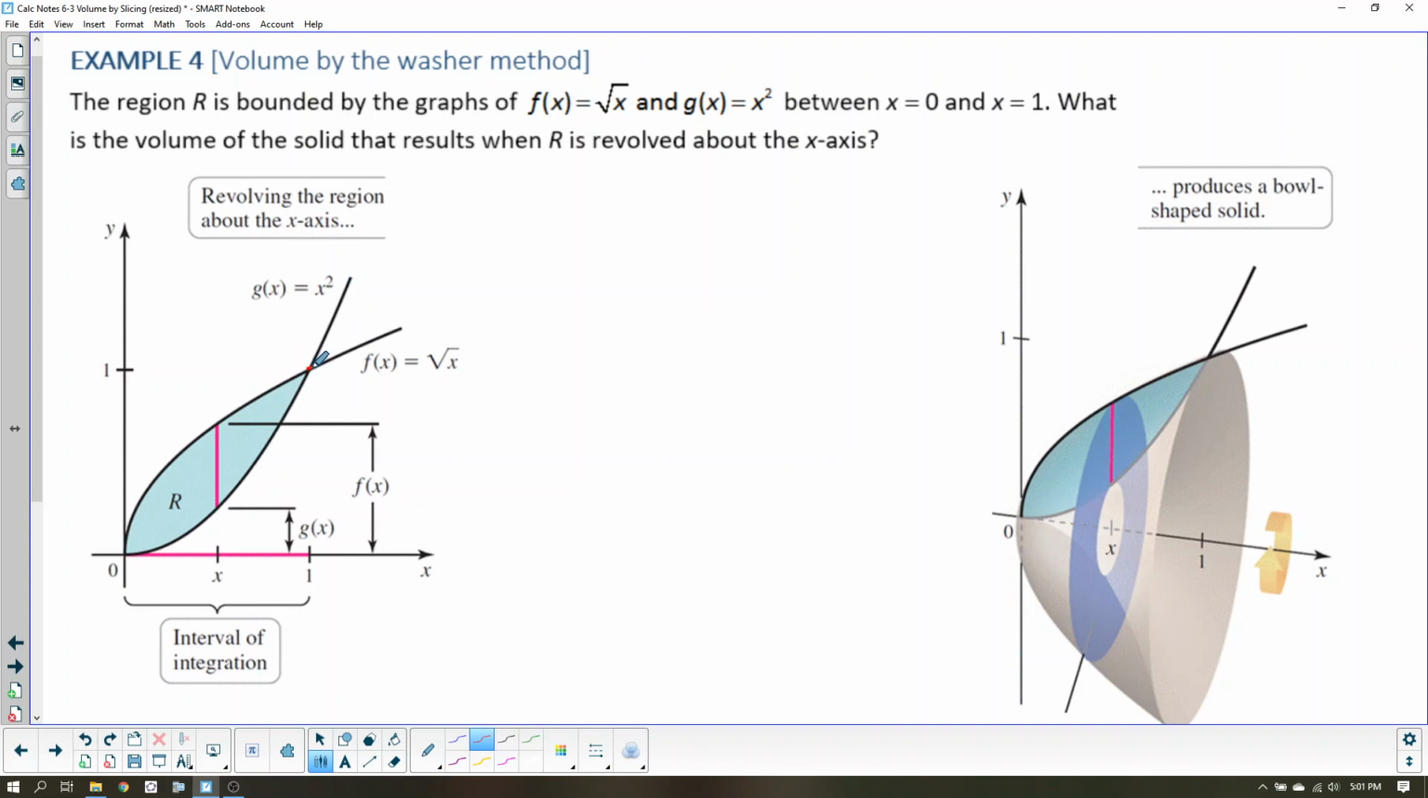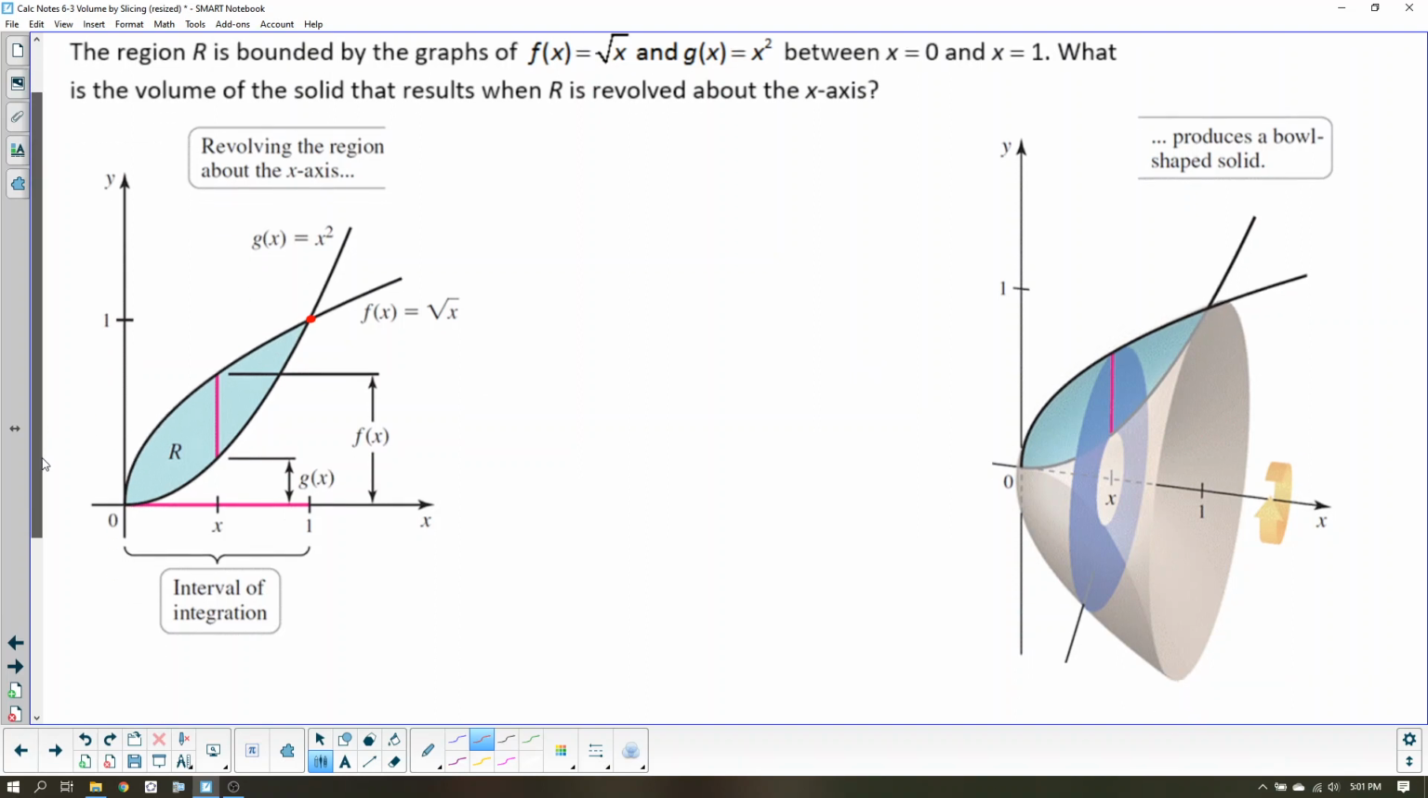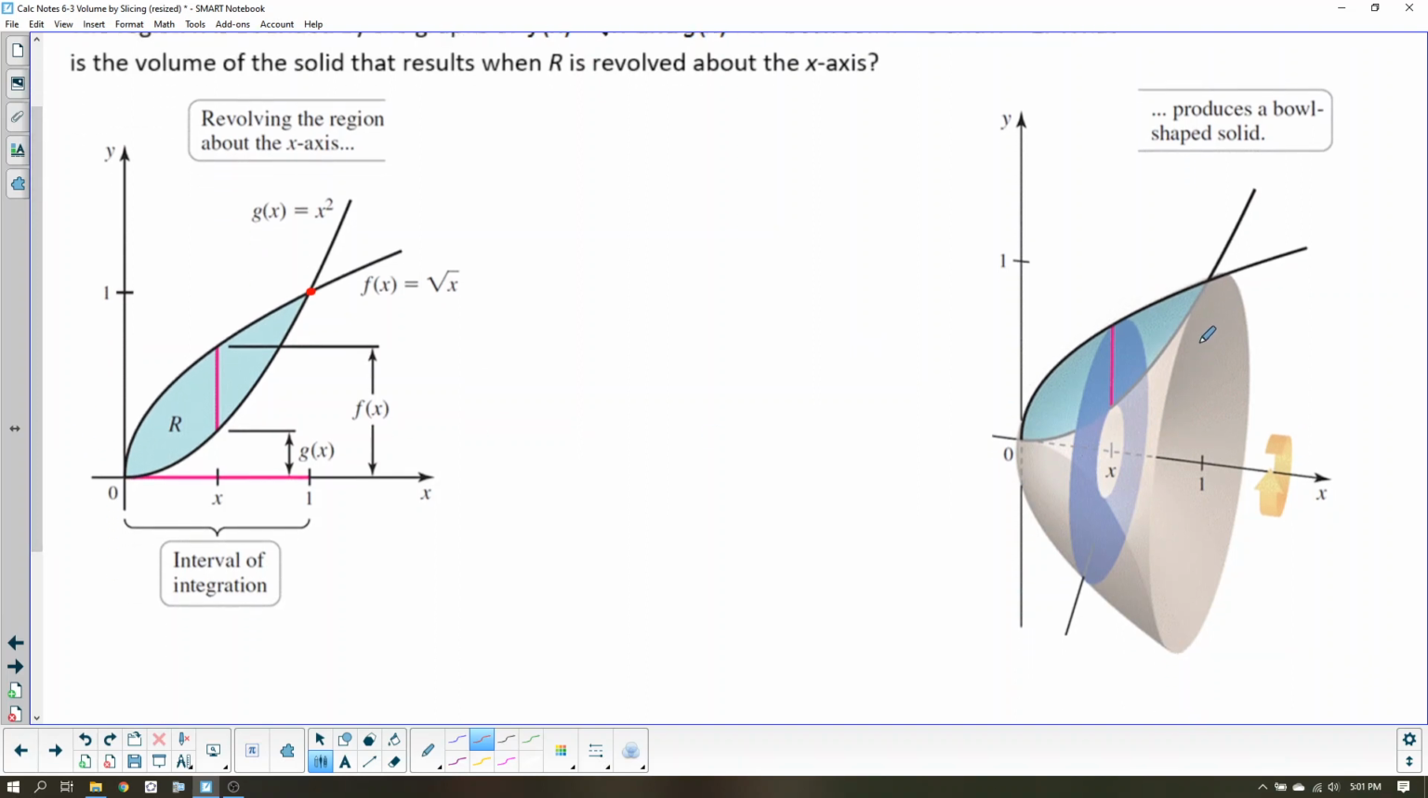You would need to find where they intersect. You could find that by setting them equal to each other and solving, but in this case it should be obvious they're equal when x is 1. We're taking this region, we're rotating it about the x-axis. When you do that, it would generate a region that looks kind of like a bowl, but the inside of the bowl would be strangely shaped there. So that's the volume we're trying to find.